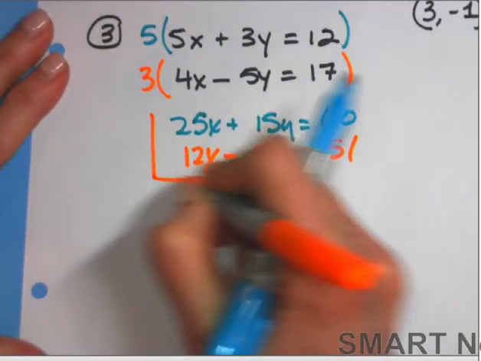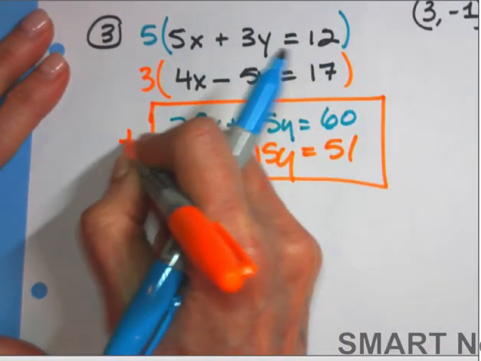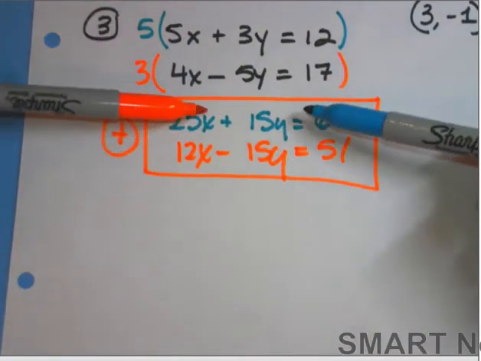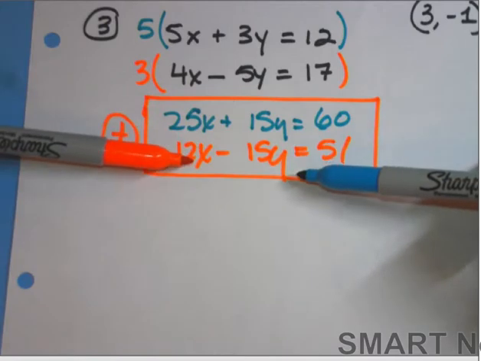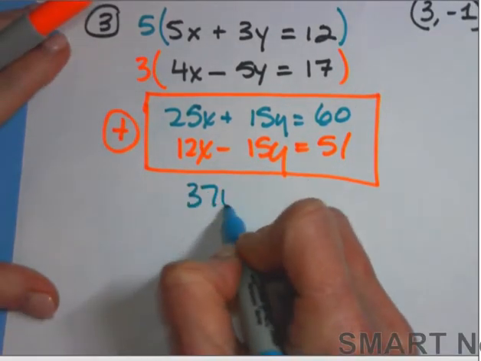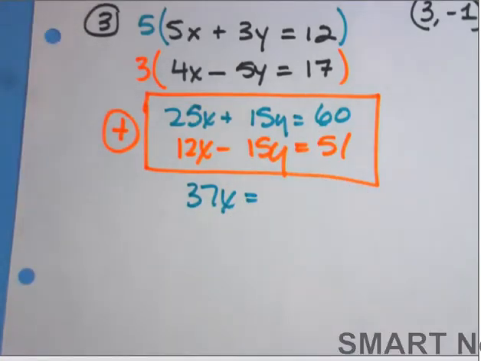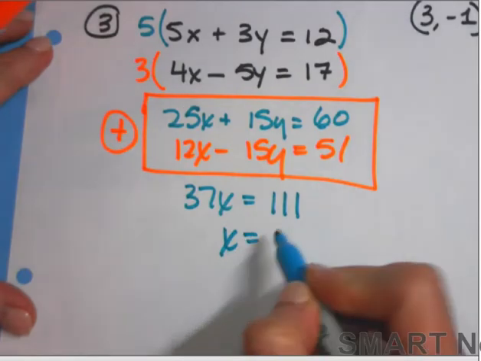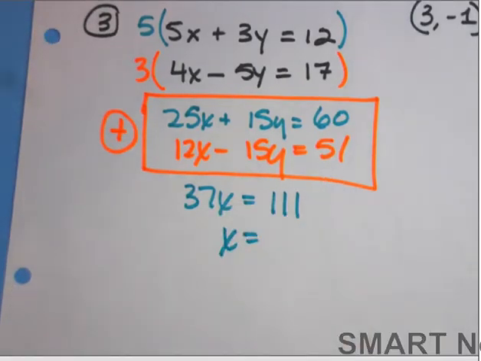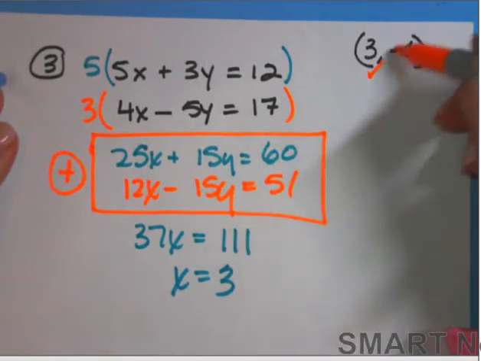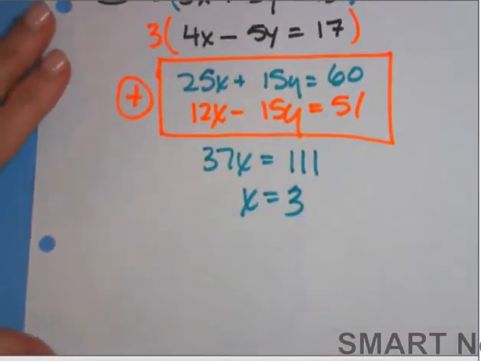So this becomes my new system. Notice that the whole purpose in doing this is to create the additive inverses right here. So when I add the two equations together, I get 37x's, and that's going to equal 111. And when I divide 111 by 37, x is 3, as I expected it to be up here. So x is 3. I go back to either original.